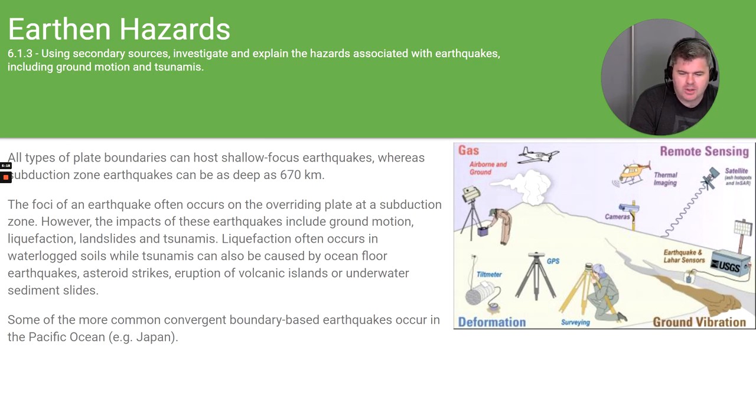So, all types of plate boundaries can host shallow focus earthquakes, whereas subduction zone earthquakes can be deep as 670 kilometers. It's pretty far down. The foci of an earthquake often occurs in the overriding plate at a subduction zone. However, the impacts of these earthquakes often include ground motion, liquefaction, landslides, and tsunamis.